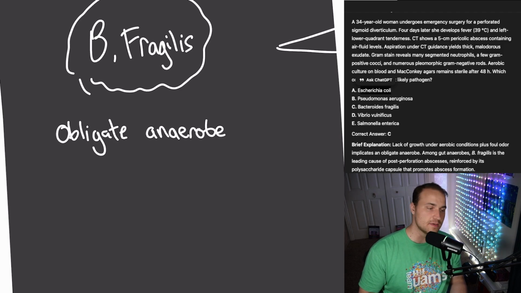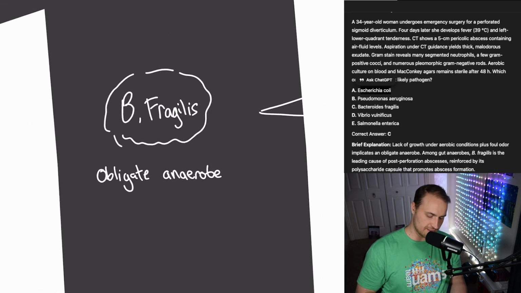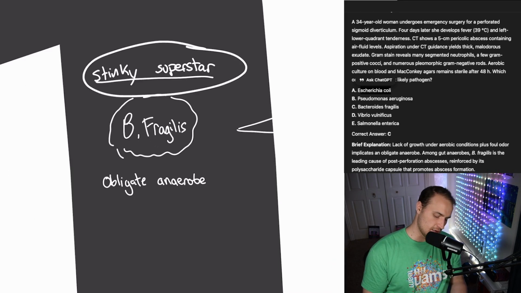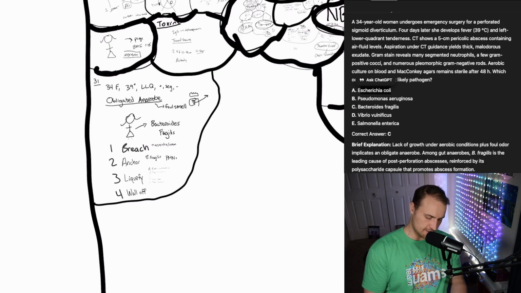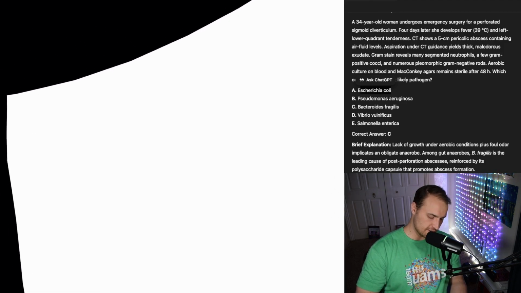So next time you see an abdominal abscess post colon surgery and the lab says that it's sterile aerobic cultures, then think of this guy. I call him the stinky superstar. The stinky superstar is B. fragilis, obligate anaerobe. Okay, there you go. That was question 31. So let's liquefy and wall this off so that our obligate anaerobe can start to grow and be the stinky superstar that it is. Okay, the next question is going to be 32.